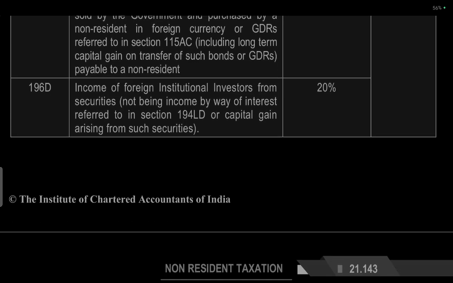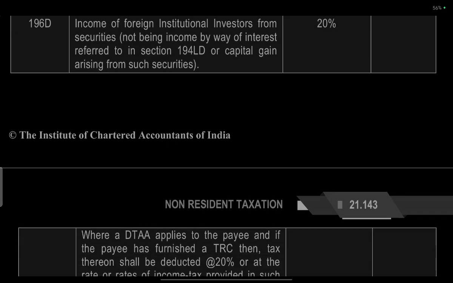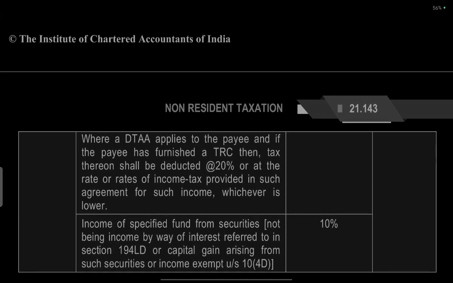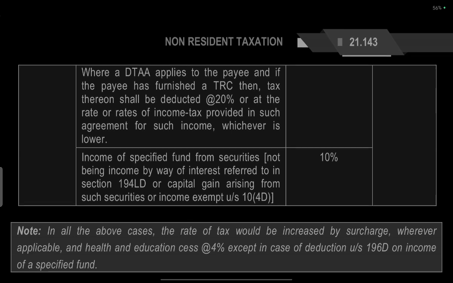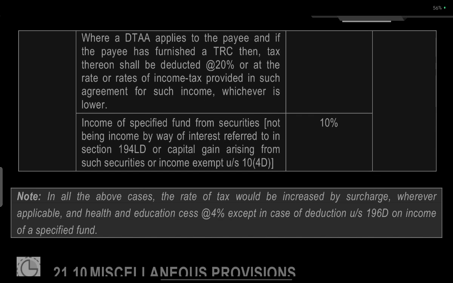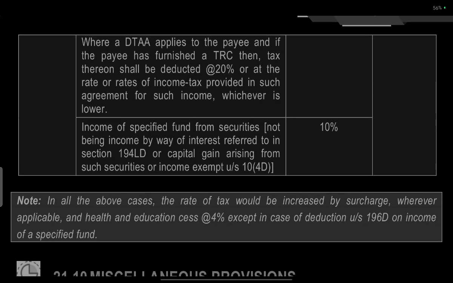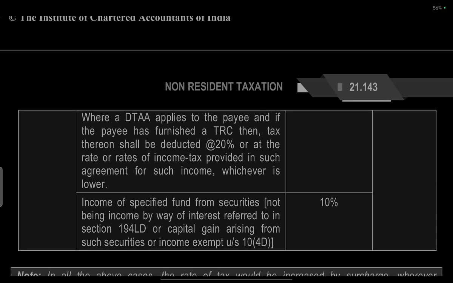Income of the foreign institutional investor from securities not being income by way of interest under section 194LD, and capital gain arising from securities, is taxed at 20%. Where the DTAA applies to the payee and the payee has furnished a TRC, tax shall be deducted at 20% or the rate provided in the agreement, whichever is lower. Income by way of securities not being income by way of interest referred to in section 194LD, capital gain arising from securities: 10%, 10%, 20%.